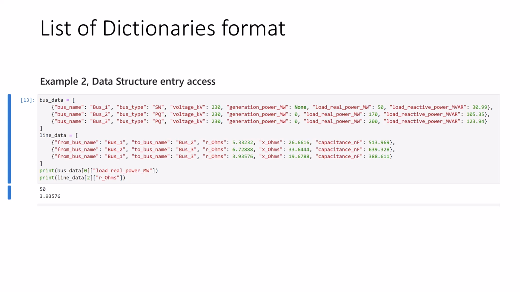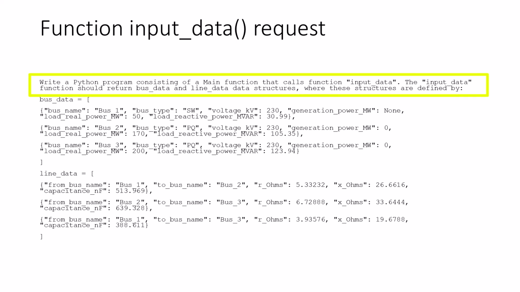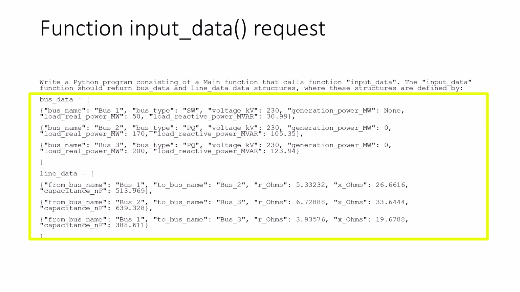in our input function. The first function we will develop is input data, which creates both bus data and line data structures and passes these back to the main program. Shown here is the request we make to our AI tool, where we simply ask to build and return the data fields defined in our earlier query on data structure options. We would normally get our raw bus and line data from a data file, as opposed to having it fixed within the program code.